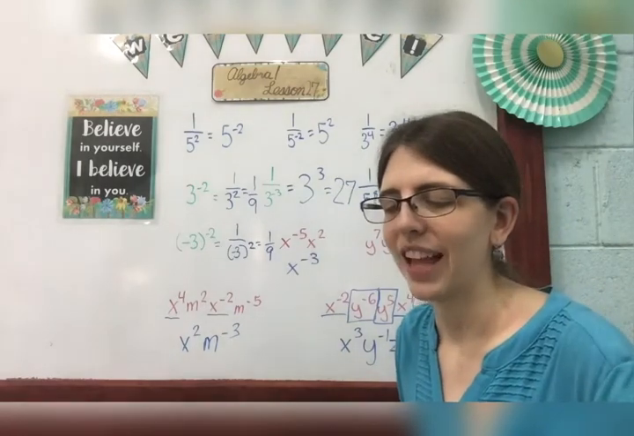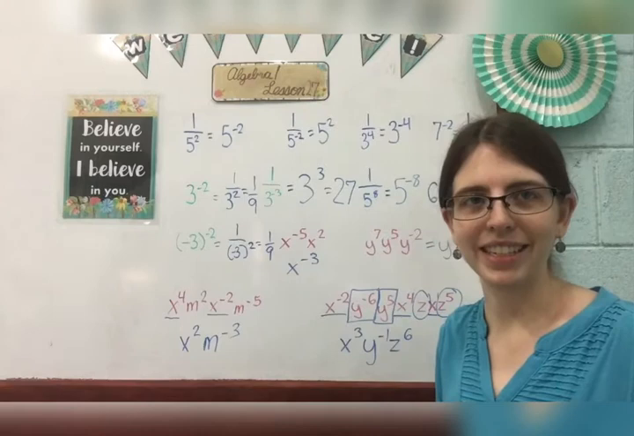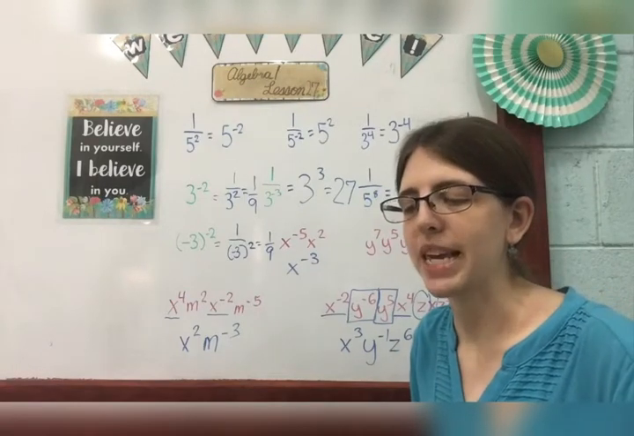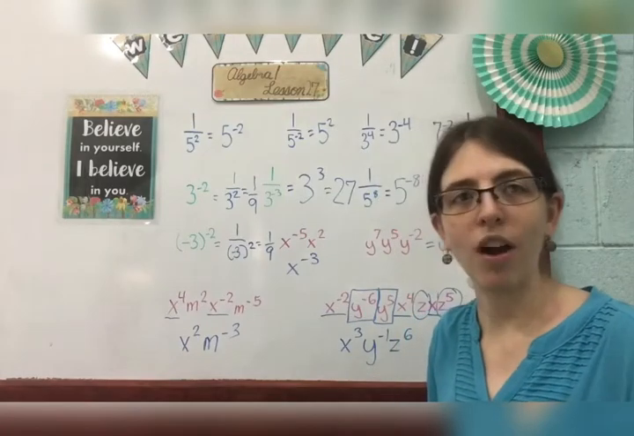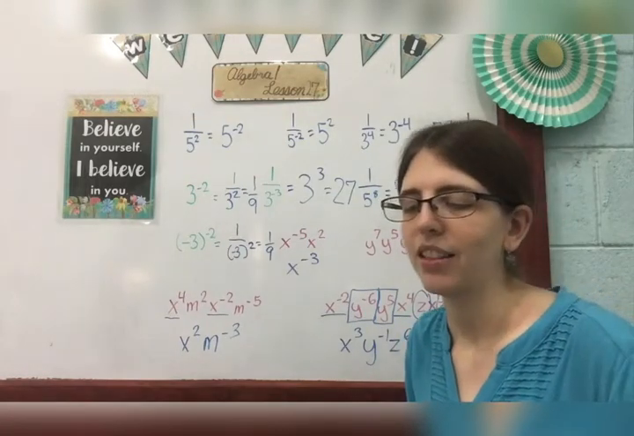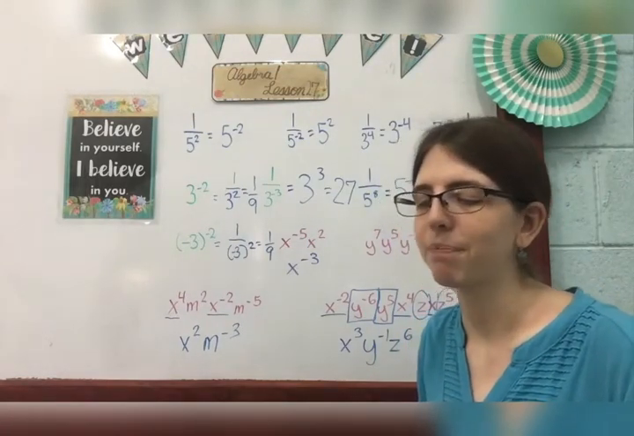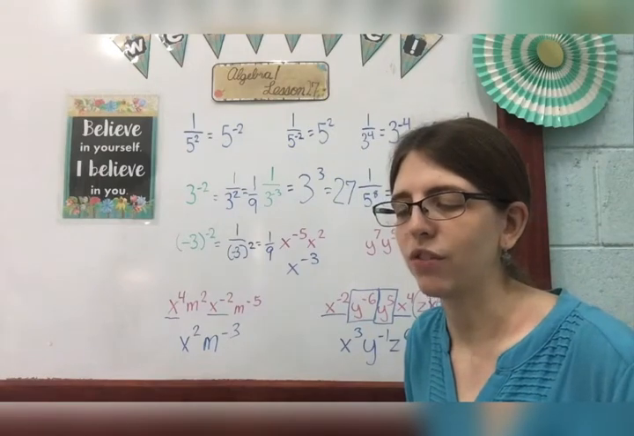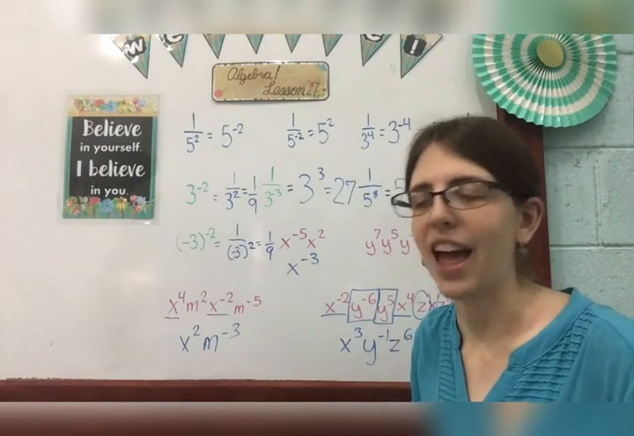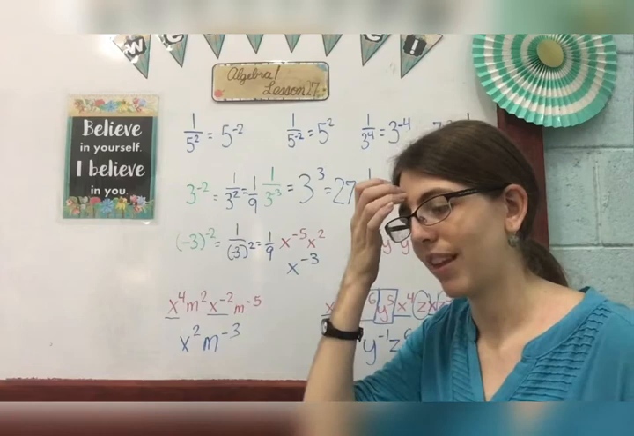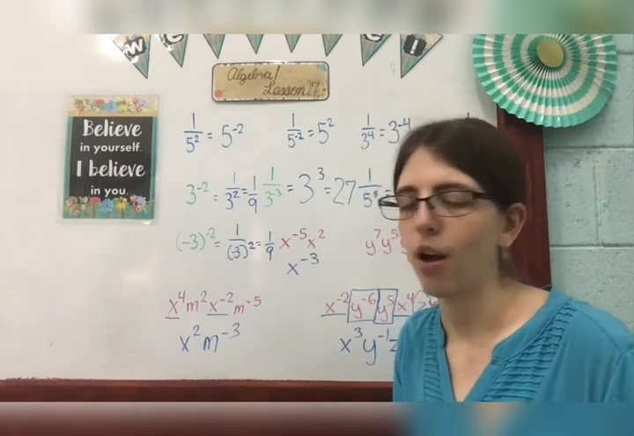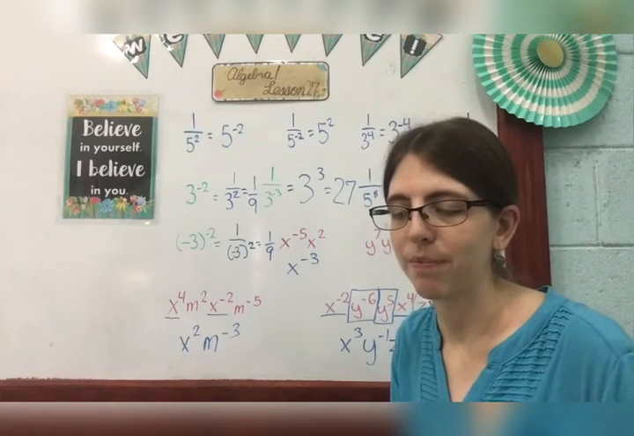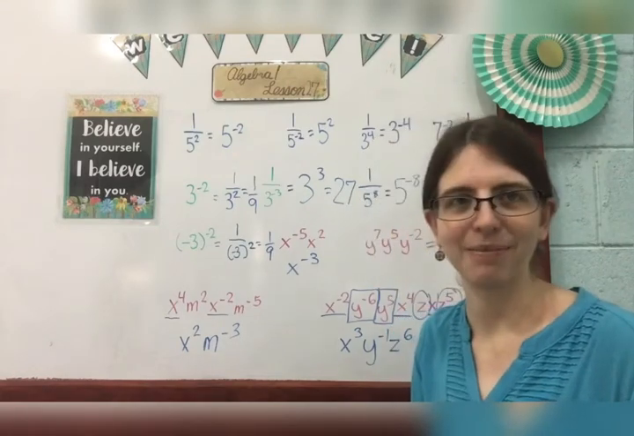Okay, letter A should be 1 over 16. Letter B should be 8. Letter C, again, is 1 over 16. Letter D is positive 9. Letter E, you should have gotten x cubed m to the negative 5. And last, F should be x cubed, y to the negative 3, z to the 6th.